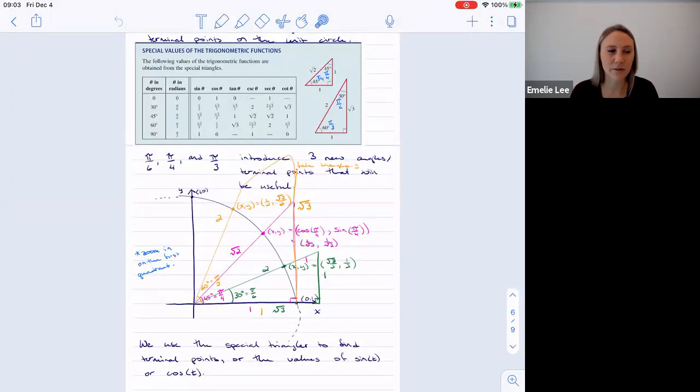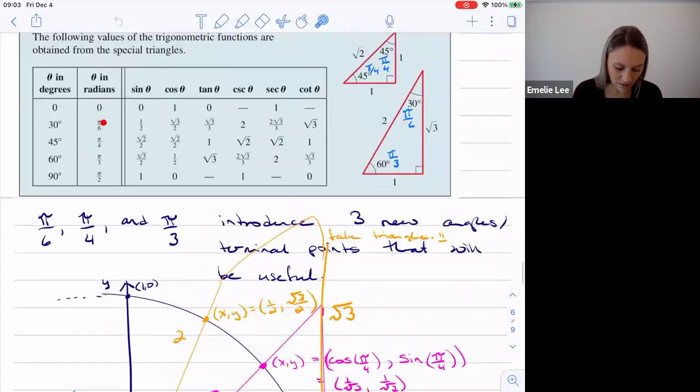All right, so last day we introduced, so I'm just looking at the notes from last day just so we don't have to write them all out again because it's a quick class today. We introduced these two special triangles that we can use as an aid to help us remember what these terminal points are at these common cutoff points. The first one is pi over 6, then pi over 4, and then pi over 3. In degrees, pi over 6 is 30 degrees, pi over 4 is 45 degrees, pi over 3 is 60 degrees, and pi over 2 is 90 degrees.